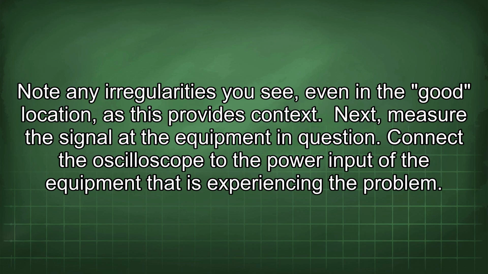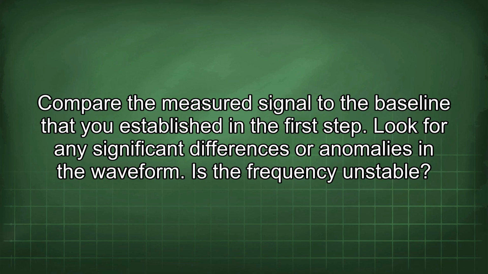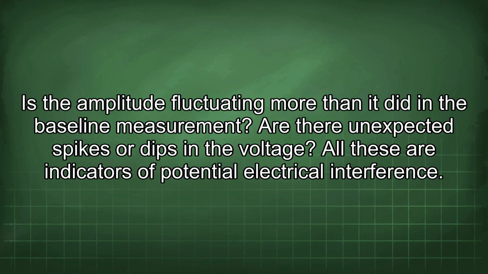Next, measure the signal at the equipment in question. Connect the oscilloscope to the power input of the equipment that is experiencing the problem. Compare the measured signal to the baseline that you established in the first step. Look for any significant differences or anomalies in the waveform. Is the frequency unstable? Is the amplitude fluctuating more than it did in the baseline measurement? Are there unexpected spikes or dips in the voltage? All these are indicators of potential electrical interference.